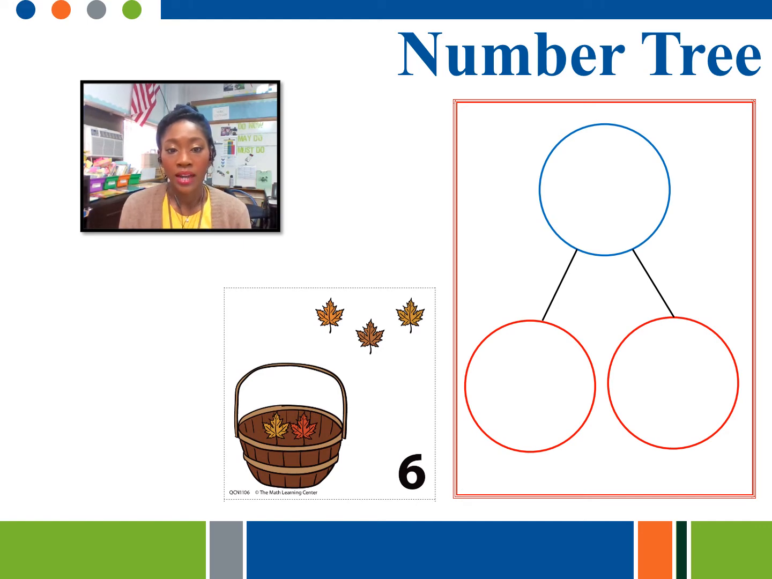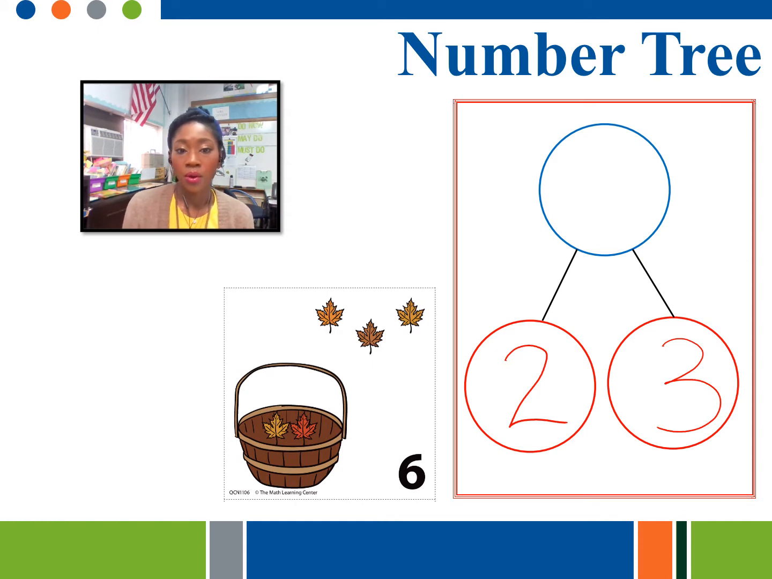Well, Miss Kyler has two in her basket, so I'm going to use my number tree here. And remember, Miss Kyler saw three more on the ground. These are my two parts. How many did I see all together? 1, 2, 3, 4, 5. All together, I saw 5 leaves.